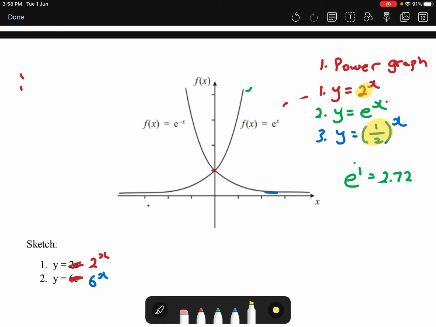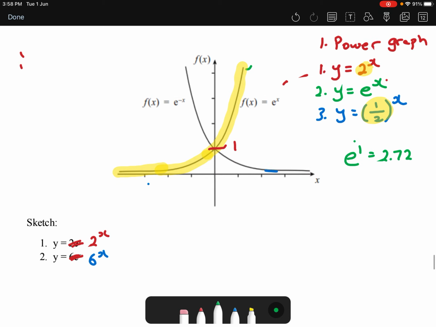Basically it's like an aeroplane taking off. And there is a very important thing: the y-intercept here is always 1. Because if you sub in x equals 0 into y equals e to the power of x to find your y-intercept, what do you get for y? You will get e to the power of 0, which is just 1. Anything to the power of 0 is 1.